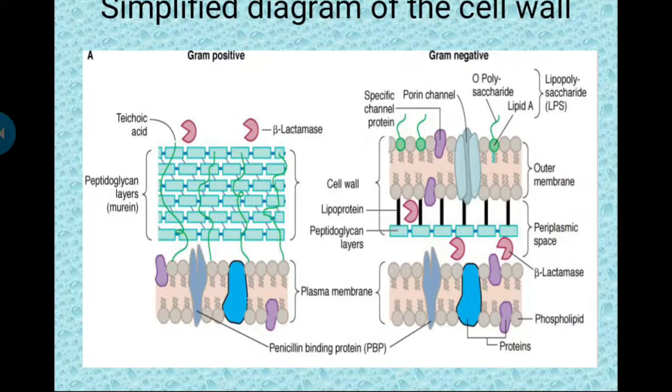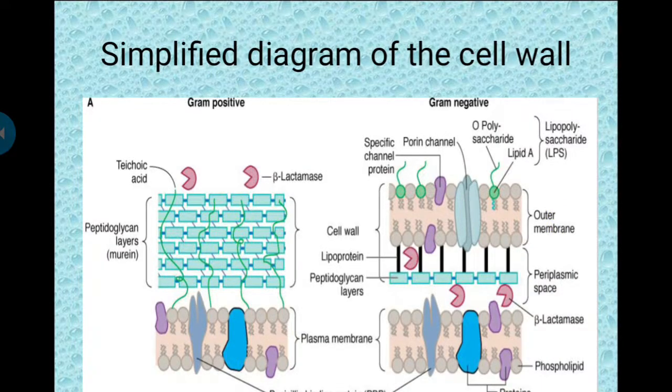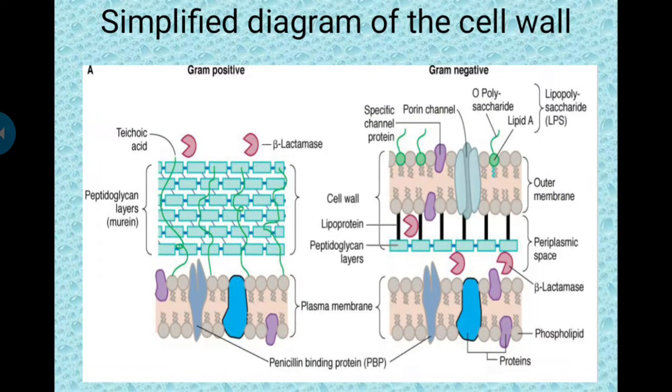So this is different. That's why, normally, due to this outer membrane protein and due to expression of the beta-lactamase enzyme periplasmically, there is less activity of penicillin on gram-negative bacteria.